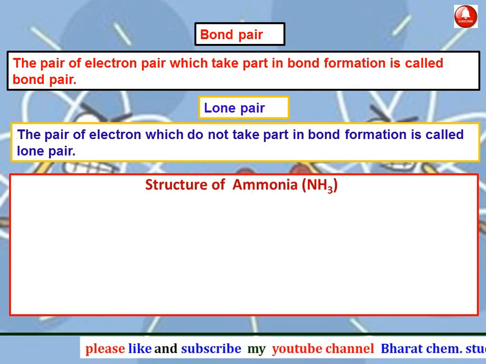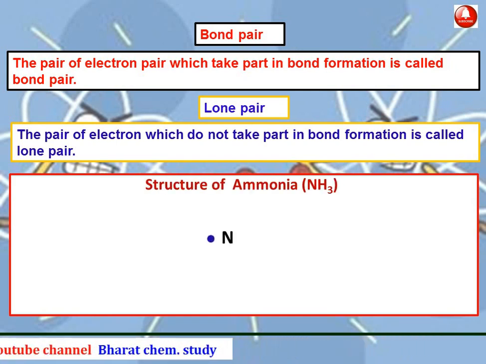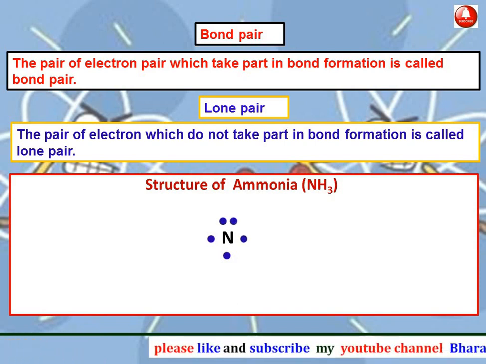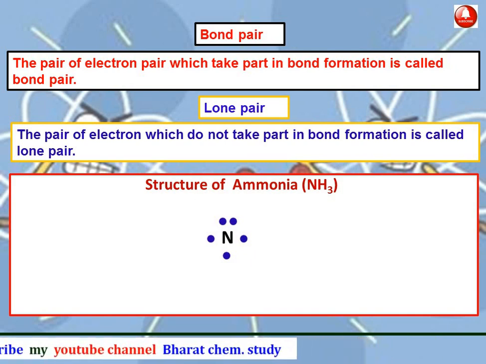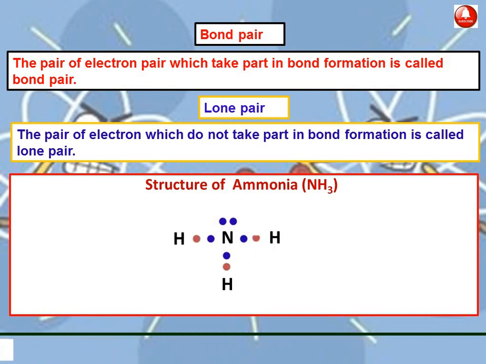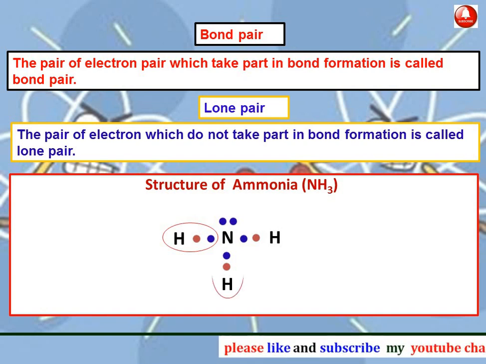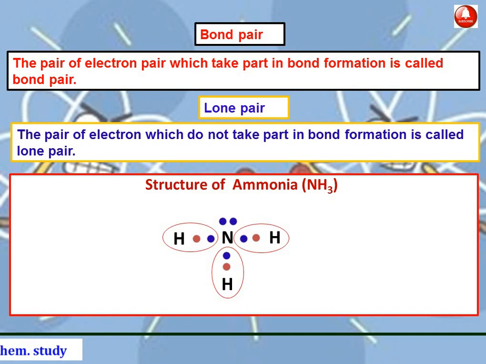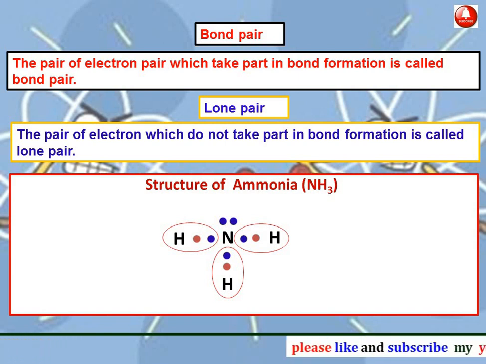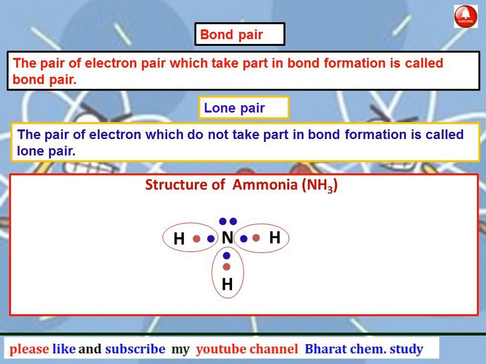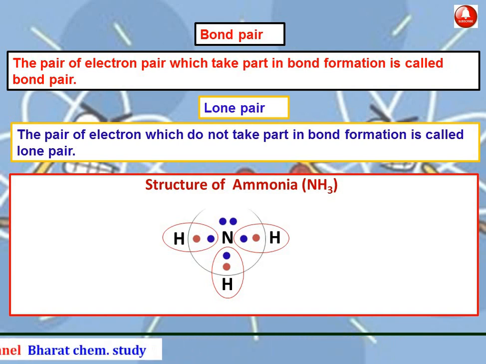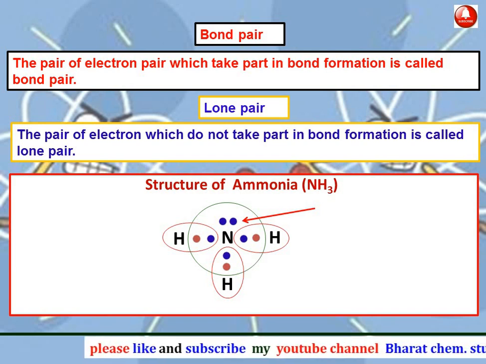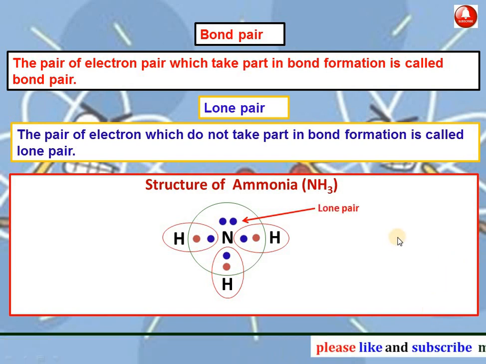The structure of ammonia. The nitrogen atom has 5 valence electrons. So during the formation of ammonia, nitrogen shares its 3 electrons with 3 hydrogen atoms. And 2 valence electrons of nitrogen do not take part in the formation of bonds. So these 2 electrons, a pair of electrons, are called a lone pair because they do not take part in the bond formation, and those electrons which take part in the formation of a bond are called a bond pair.